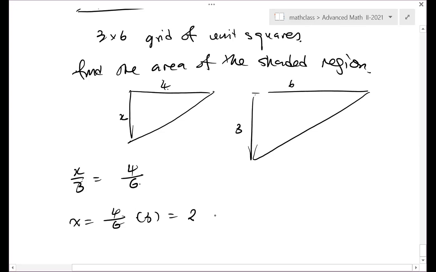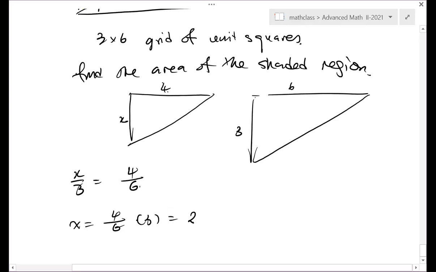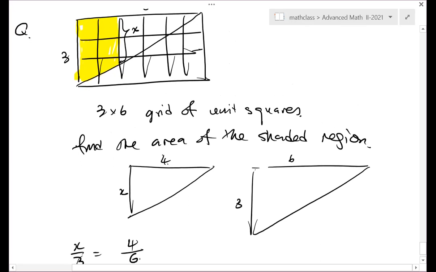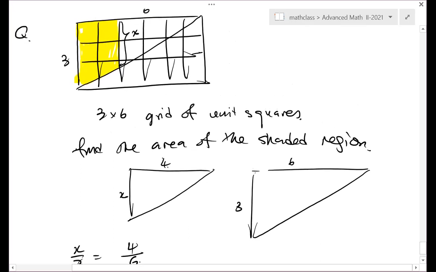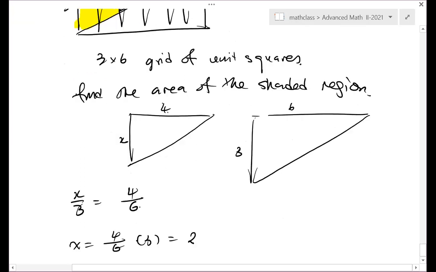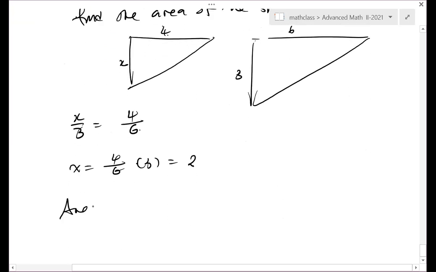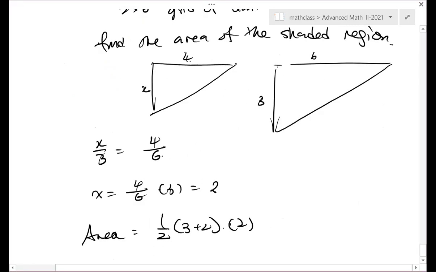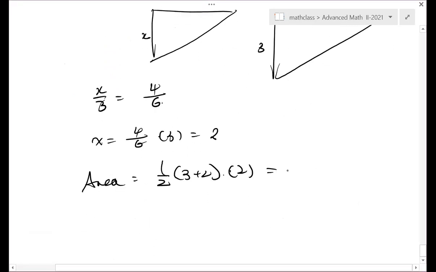Yeah, it's 2. Okay, so once you know this side is 2, exactly, I did not draw clearly, right? So then the area of this trapezoid is half of 3 plus 2 times 2, right? So the answer is going to be 5. 5 is the correct answer.